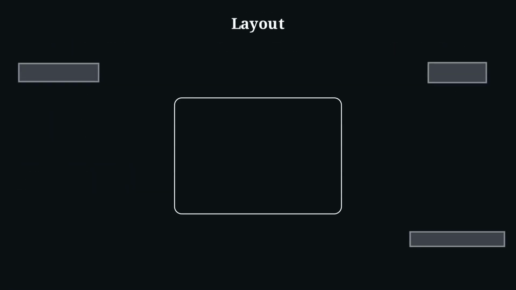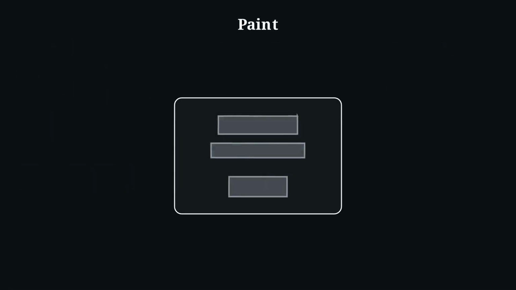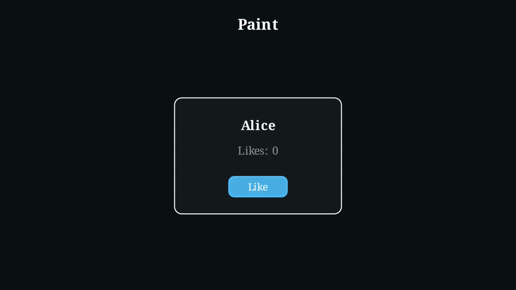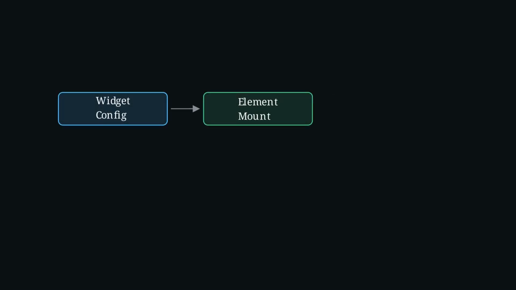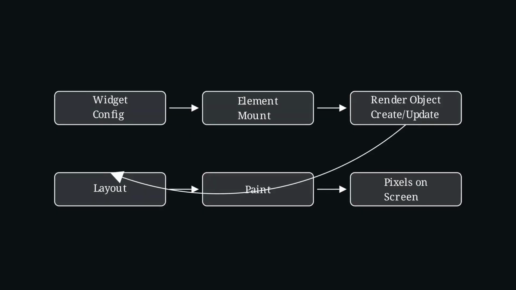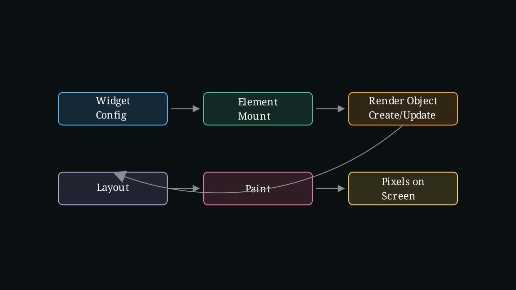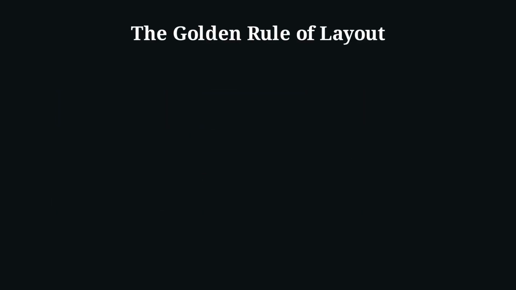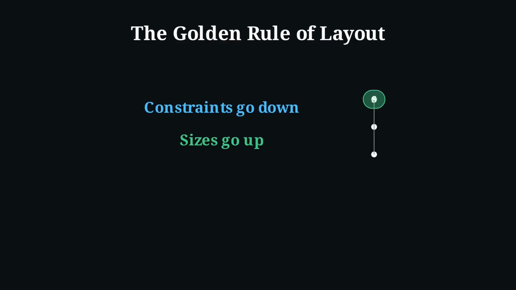Those render objects enter the render tree. After that, Flutter performs layout. And after layout, Flutter paints the result on the screen. So, the first build flow is widget configuration, element mount, render object creation or update, layout, paint, pixels on screen. Layout in Flutter has one golden rule. Constraints go down. Sizes go up.